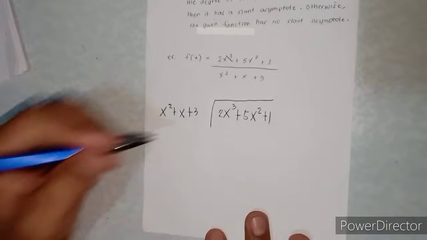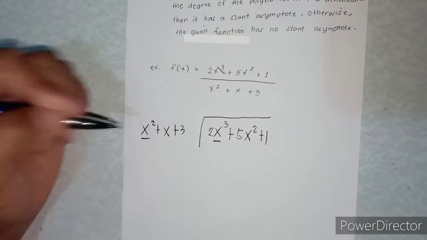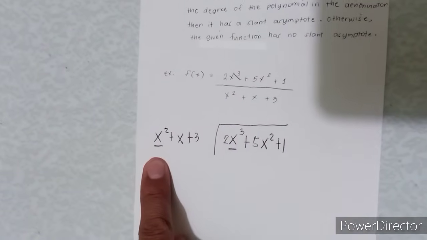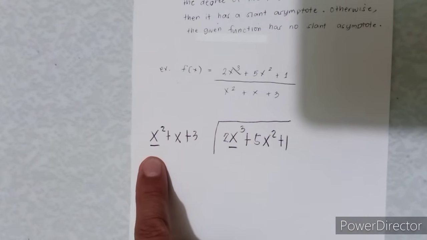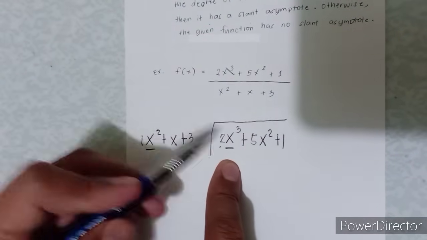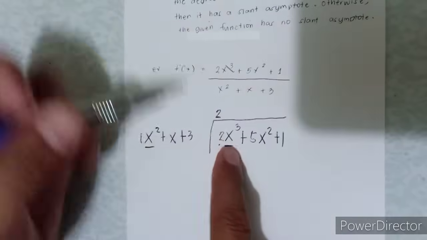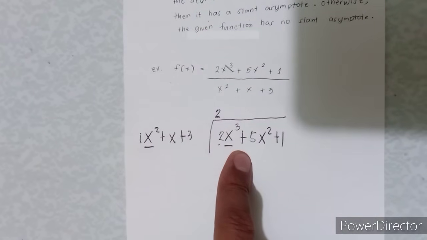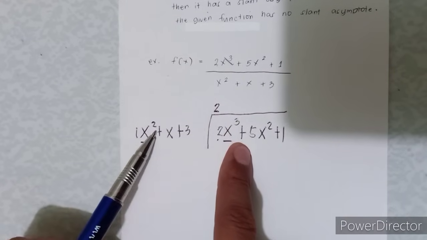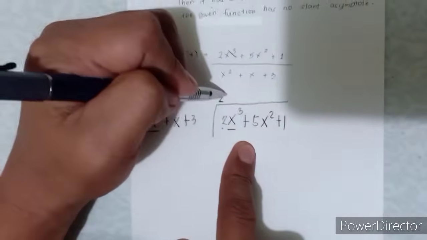Okay? In long division, always observe first term and first term. 2x cubed divided by x squared is equal to 2x. Pag dinivide mo, ang numerical coefficient 2 divided by 1 is 2. Pag minusin mo ang exponent nila, x cubed minus x squared is x. Kaya siya naging 2x.